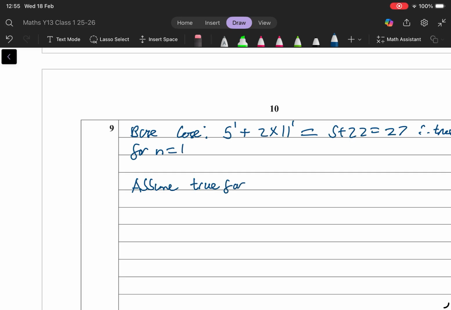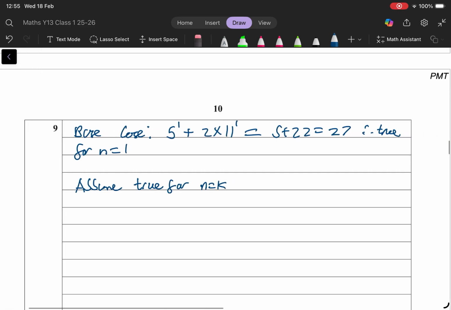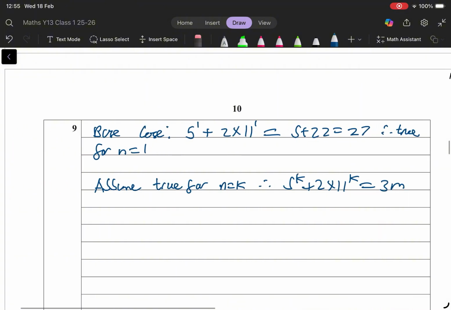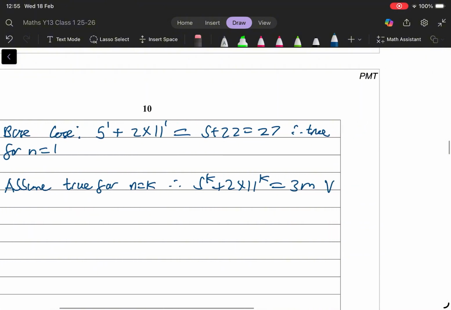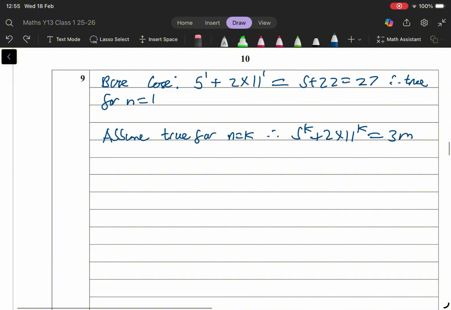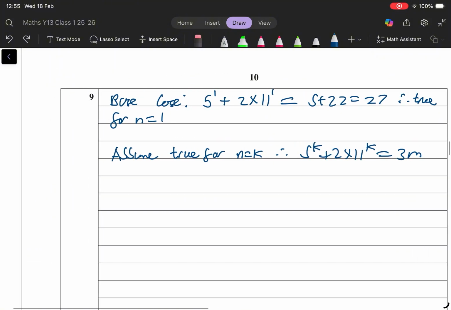And then next we would be doing the assumptive step, which is assume that it's true for n equals k, so 5 to the k plus 2 times 11 to the k equals 3m, where m is some sort of positive integer. I was going to put there for all m positive integers, but we can deal with all that stuff later on at the end of the question.